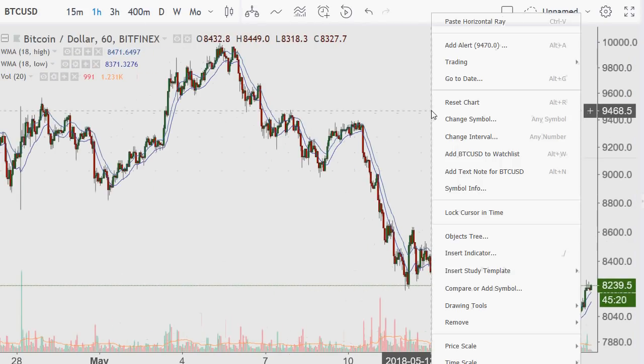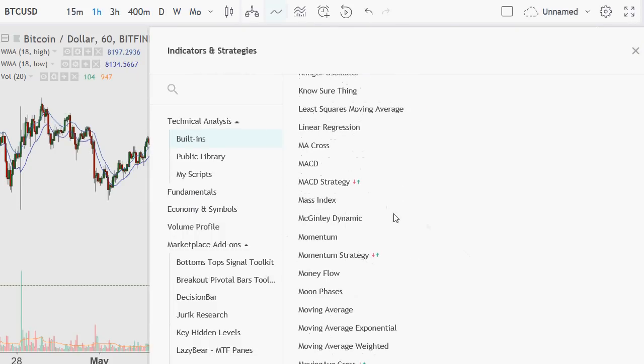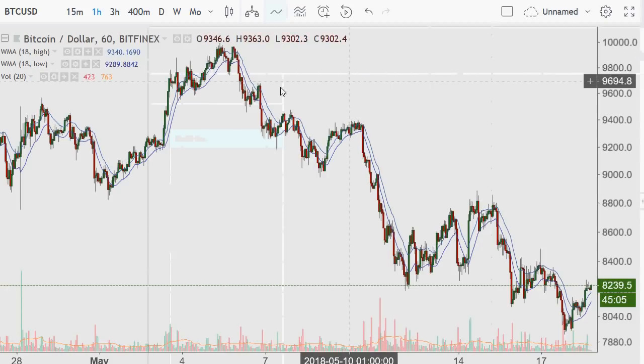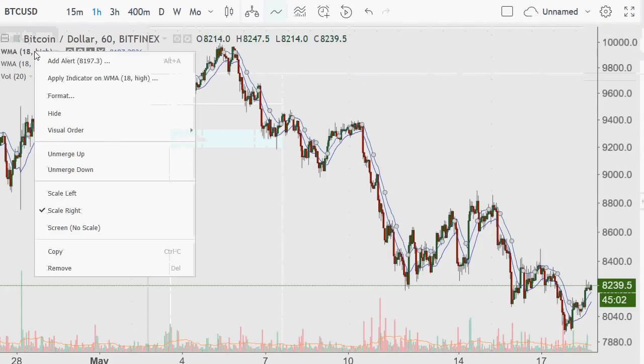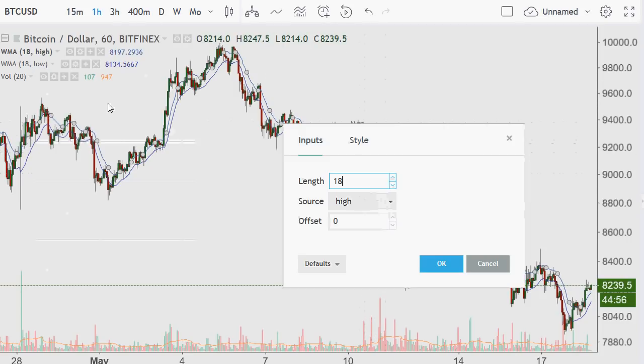When you want to add indicators, insert indicators where you're going to find it. And then in here, I use moving average weighted. If you want to do the highs and the lows, you have to push it twice, one for the high and one for the low. And in here, where you can format it, if you're looking at this many periods, you just simply would need a bigger number. So instead of 18, I can put a number like, say, let's do 180 even.